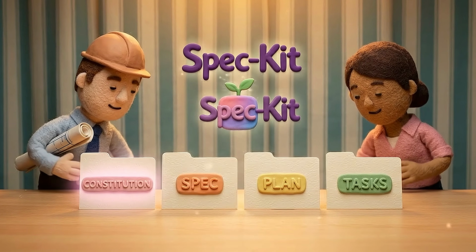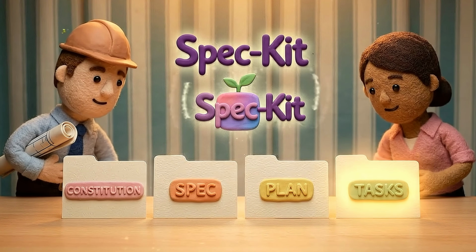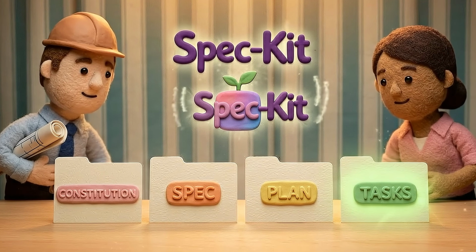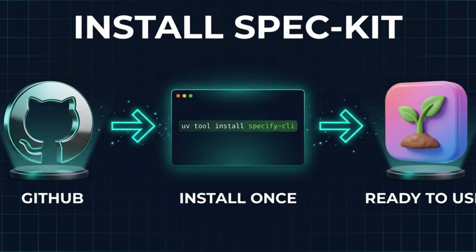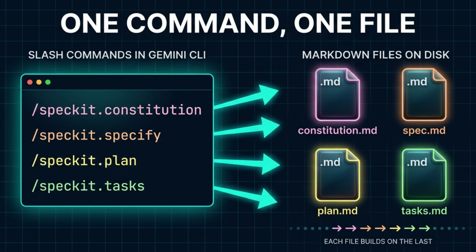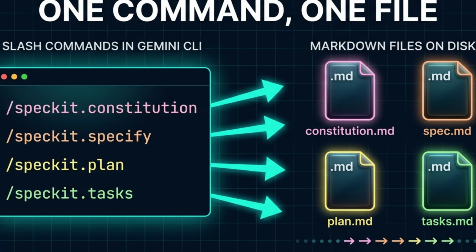Every step, your rules, your spec, your plans, your tasks gets written to disk as .md files, or markdown files. It lives in your repo and then it can be reviewed by your teams. And really, this is how engineering teams should be building. So if I expand on what SpecKit is, it's a small CLI tool from GitHub. You install it once, run specify init in your project, and then Gemini CLI, or for that matter any other agent, will get 4 new slash commands. Each one writes a markdown file to the disk. Each file builds on the last one.